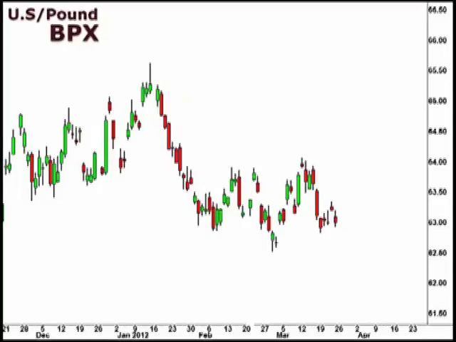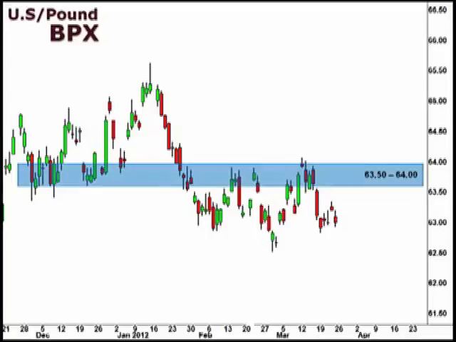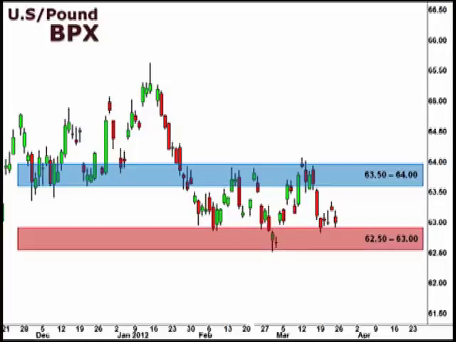Next up, the BPX, the US versus the British pound. Well, the 63.5-64 focal zone remains a key overhead resistance for the BPX, while the 62.5-63 currently acts as support. A break below 62.5 opens the window for a continuation lower. However, we are open to a bounce this week that could, in fact, retest this 63.5-64 focal zone.